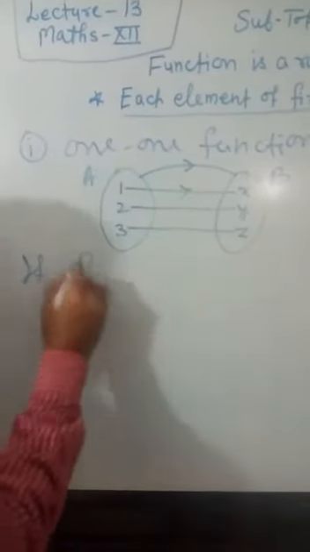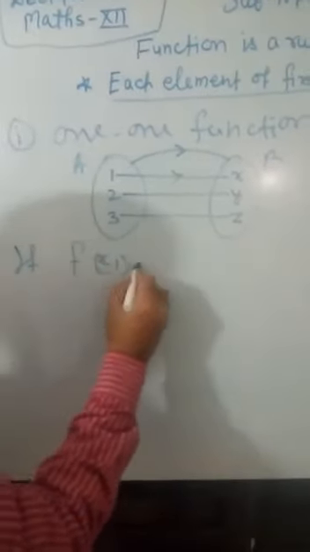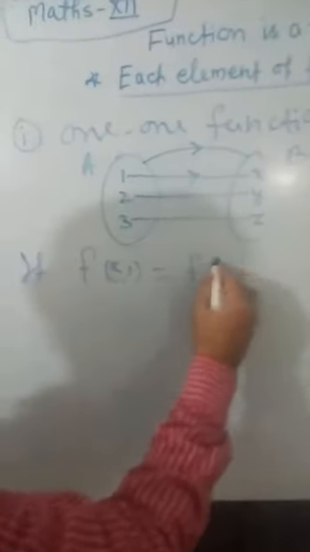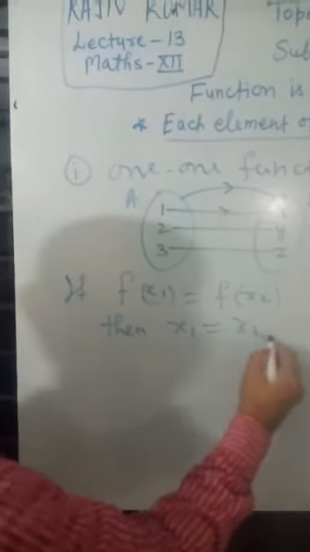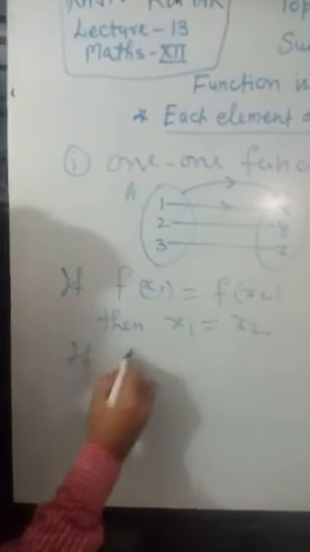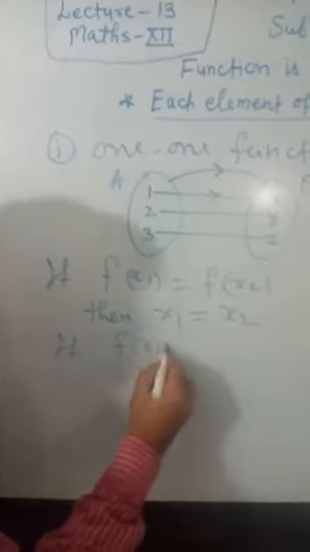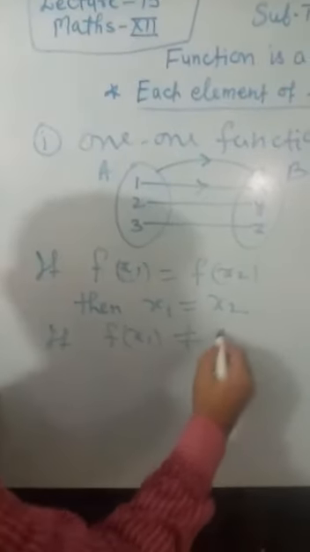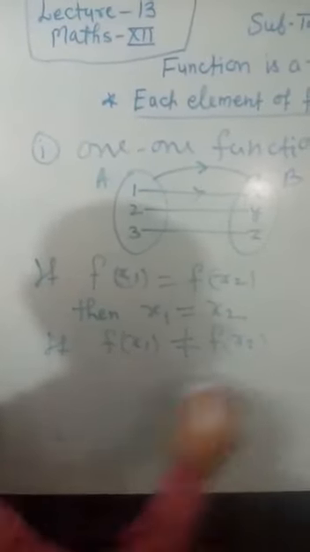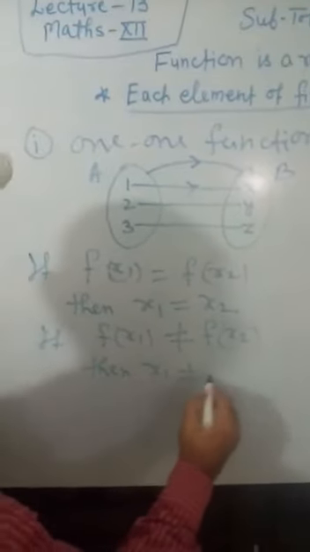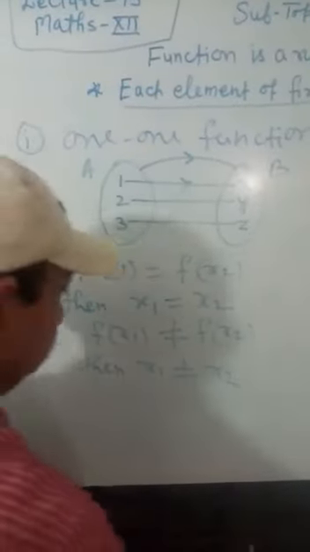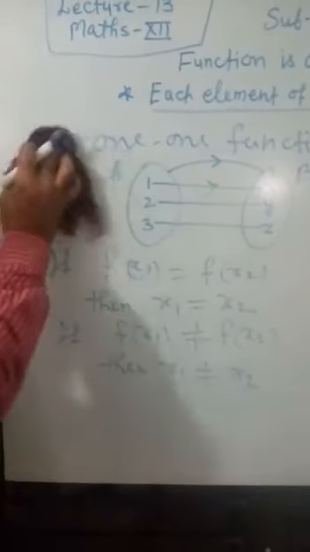If f(x1) equal to f(x2), then x1 equal to x2. If f(x1) is not equal to f(x2), then x1 is not equal to x2. That is a one-one function or injective function.